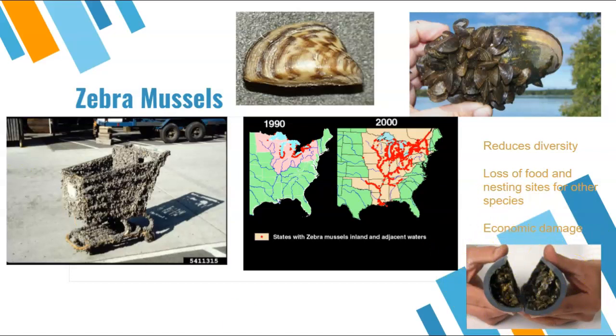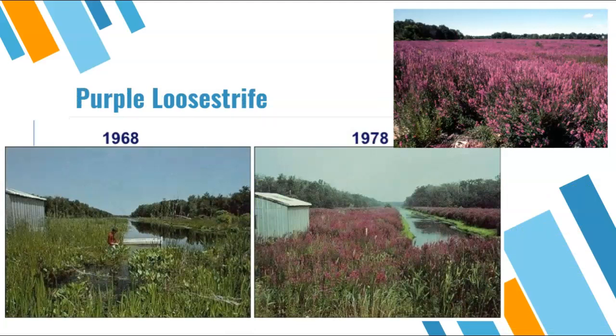Yikes. Another example here would be purple loosestrife. I mean, it's a pretty purple flower, right? But in 1968, there was none of it. And then look, in 10 years, whoa, right? So now it's taken over, which you might think, well, who cares? It's a pretty purple flower. But all the native plants that typically live there have been pushed out, and now it's this purple loosestrife. So that's going to affect the animals that live there, right? Because if the animals were used to eating these plants, they might not eat this loosestrife.